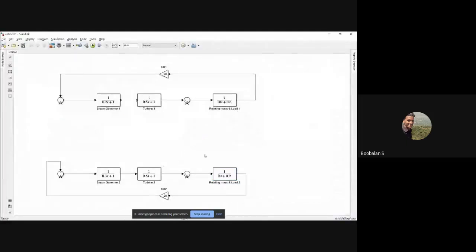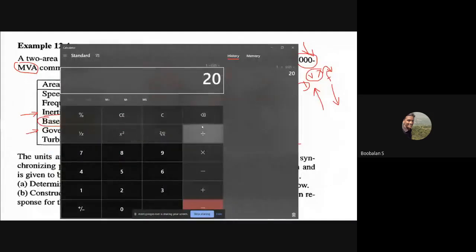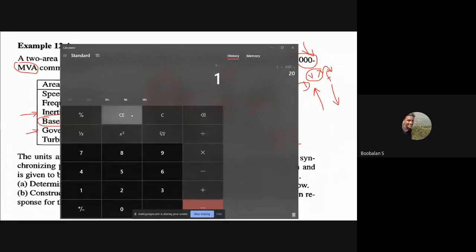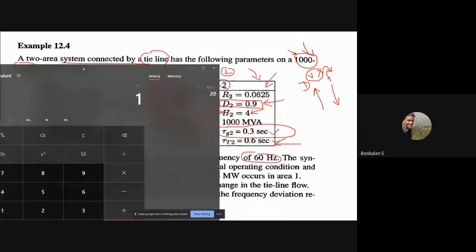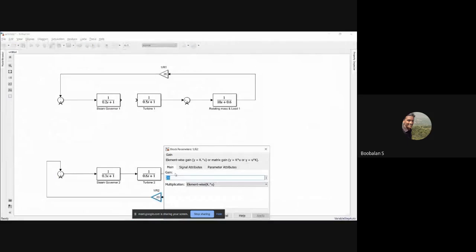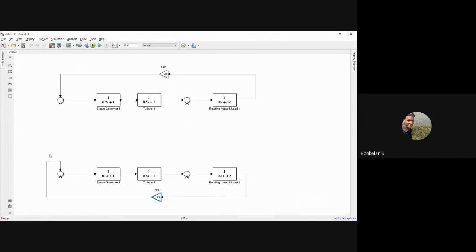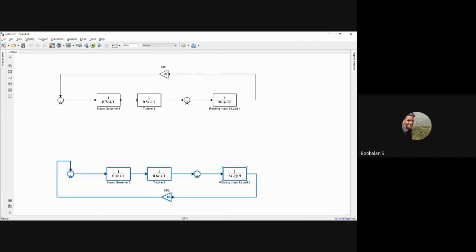Now everything is finished. And the same way, we just need to replace the negative feedback closed loop path gain value. That is R2, 1 by 0.0625, so 1 divided by 0.0625, which is now 16. I'm just going to replace this gain value with 16. Click apply and then OK. Got idea? Now the two areas are configured.